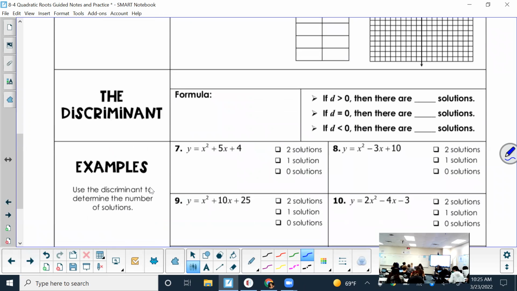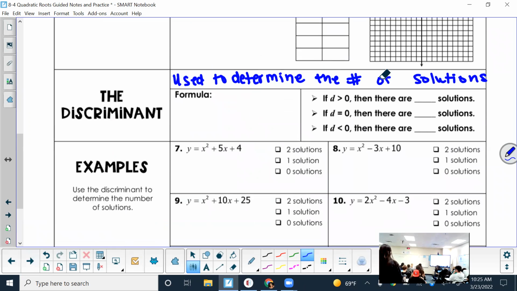So the discriminant is used to determine the number of solutions algebraically. So maybe instead of graphing the whole thing, we can just use this formula to determine the number of solutions. All right, it won't tell you what the solutions are, unfortunately, but sometimes on your test, it just wants to know how many solutions will this have, 2, 1, or 0. The formula for it is b² - 4ac.